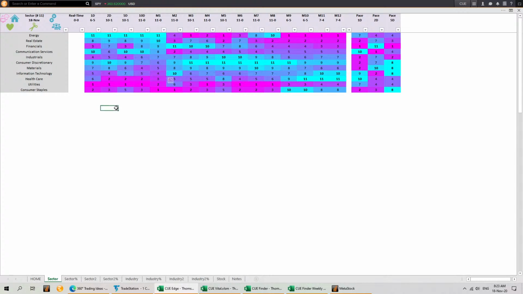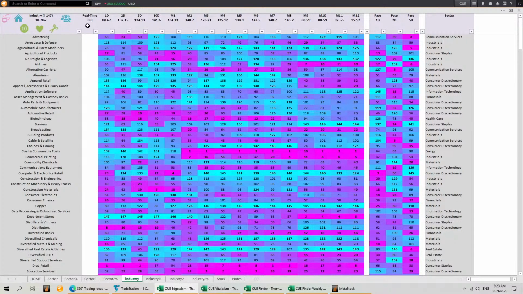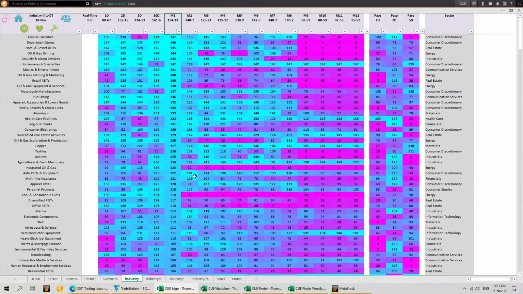Now sector level is very broad. If we wanted to see which industries are rotating in or out of favor, we could go to the industry scorecard and let me first sort by monthly period. Month 1 period, and now we can see the industry rotation taking place in, let's say, these industries. Which are they? Leisure facilities. Let's look at some of them.